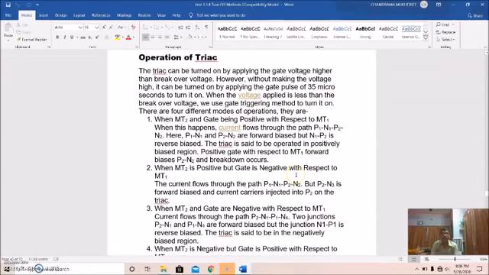Operations, it can be turned on by applying a gate voltage higher than the breakover voltage. So without making the voltage high, it can be turned on by applying a gate pulse of 35 microseconds to turn it on. When the voltage applied is less than the breakover voltage, we use the gate triggering method to turn it on. So there are 4 different modes of operation.